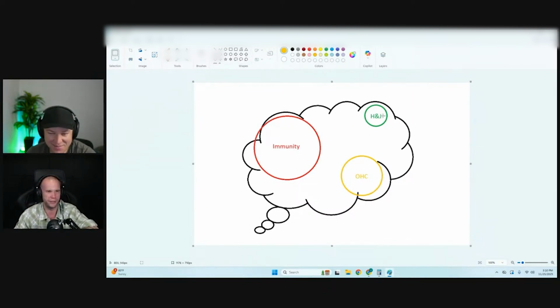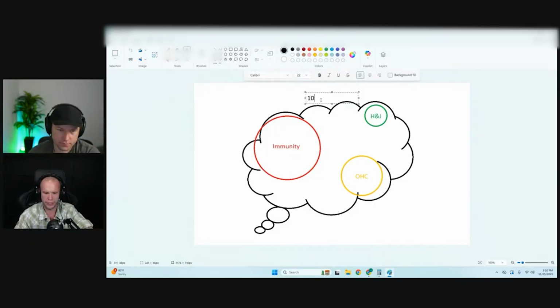So we have immunity, hip and joint, and oral health care. And the spend, this is how the pixel targets. So if you say, okay, I'm going to take 10K and move this up to, let's say, 20K in spend. So we're going to increase the ad spend from 10K to 20K.